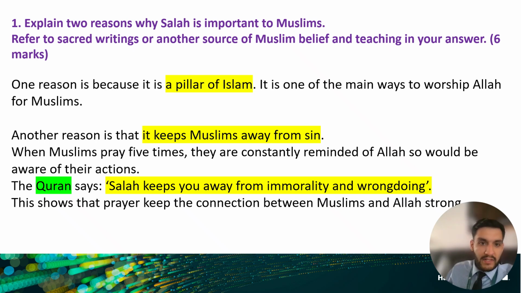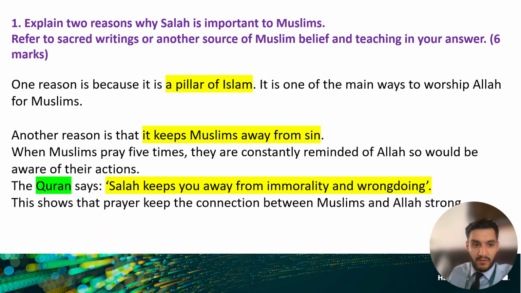So let's have a look at a model answer for one of the questions. So you can see here a general question about the importance of Salah. One reason is because it is a pillar of Islam. It is one of the main ways to worship Allah for Muslims. I get 2 marks there for a developed point.